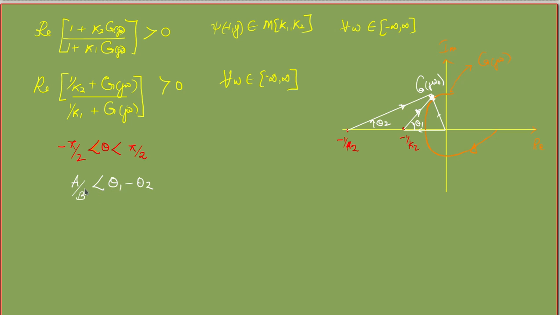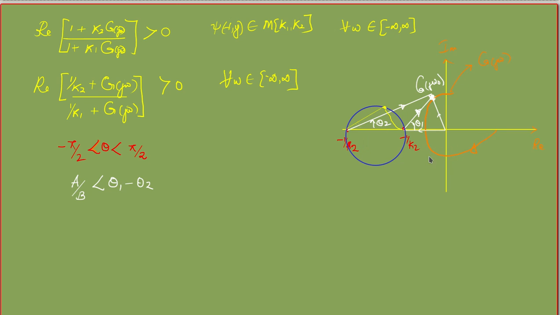So A by B would be the magnitude of this curve of the system, divided by this angle. This angle should lie between minus pi by 2 to plus pi by 2. So we will go and look at it. If my omega 0 was somewhere on the circle, then the angle theta 1 minus theta 2 would be exactly equal to 90 degree. That you can go and verify, because this angle plus this angle would be 90 degree. So theta 1 minus theta 2 would definitely be equal to 90 degree.